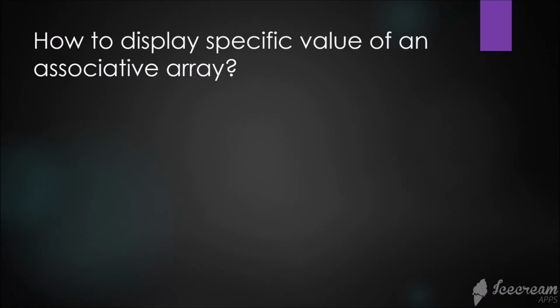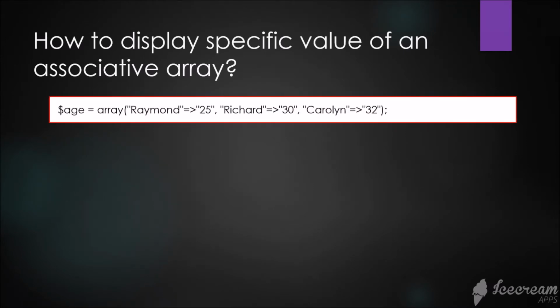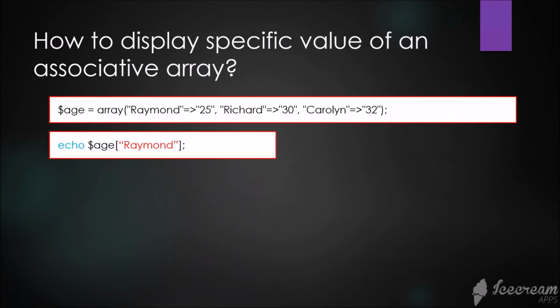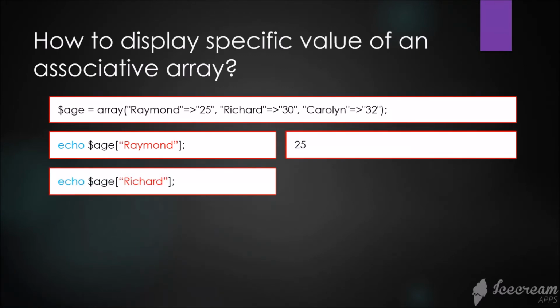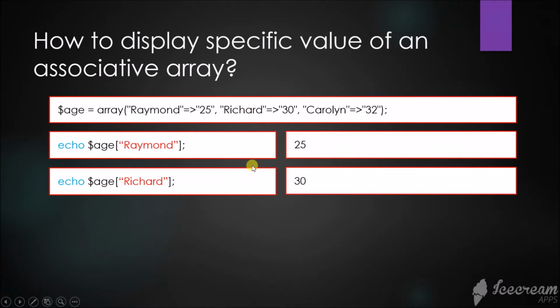Okay, so how to display a specific value of an associative array? So we have this array. Of course, like the numeric array, we need to access its index. Like this. So in this part, we try to access the Raymond index, and basically the output will be 25. And if we intend to access the Richard index, then the value will be 30. Okay? So that's how we manage displaying a specific value when it comes to an associative array.